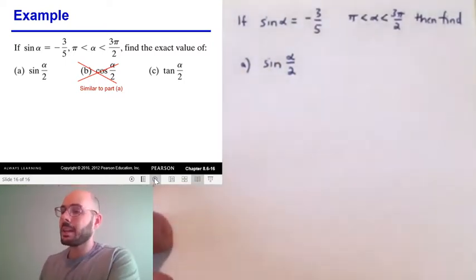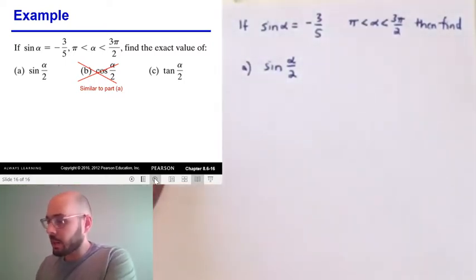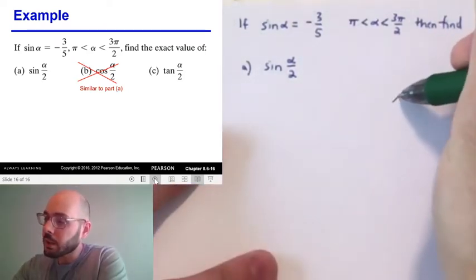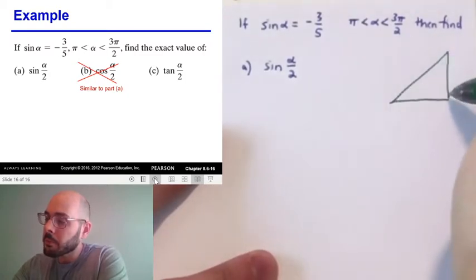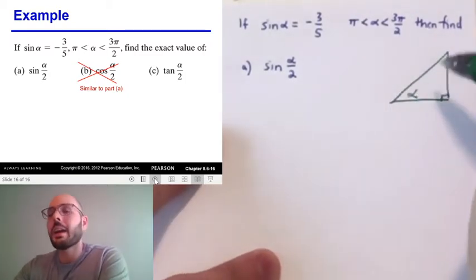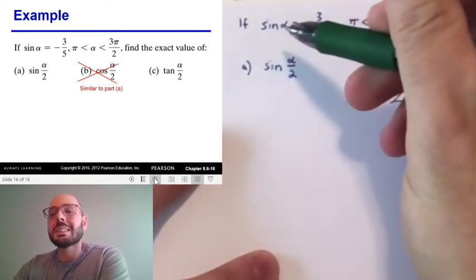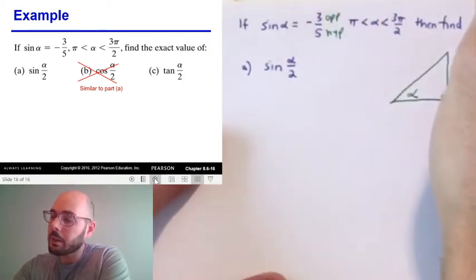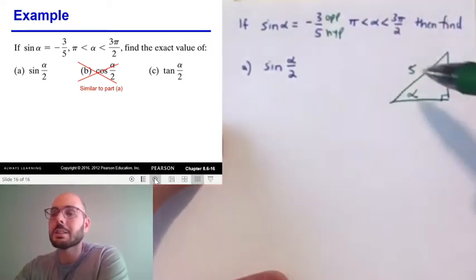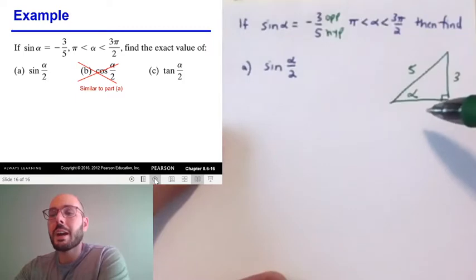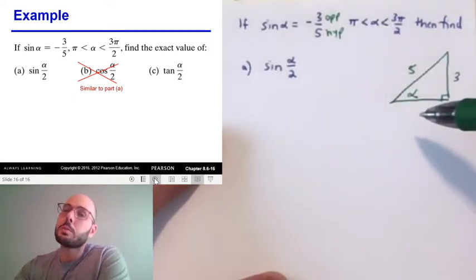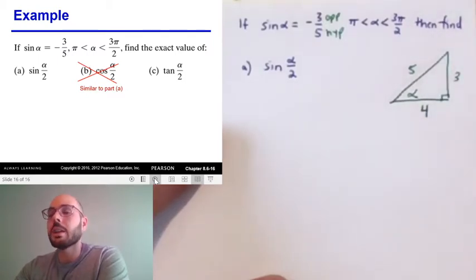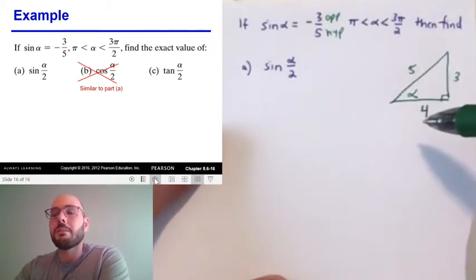Okay, so let's go ahead and set this problem up. Let's build a triangle, because we know that that's what we're going to do. So I'm going to build this triangle over here. Draw a right triangle, call that angle alpha. We know that sine of alpha is negative 3 over 5. Sine is opposite over hypotenuse, so we can label our sides accordingly. We will want to find that missing side. You can use the Pythagorean theorem to find that missing side, which we've done a lot, so I trust you to be able to do that on your own and find that that should be a 4.